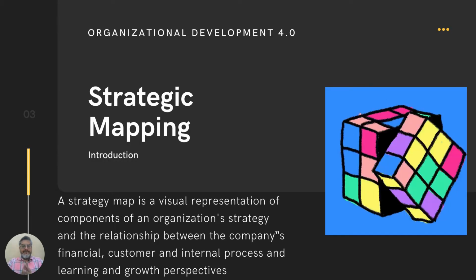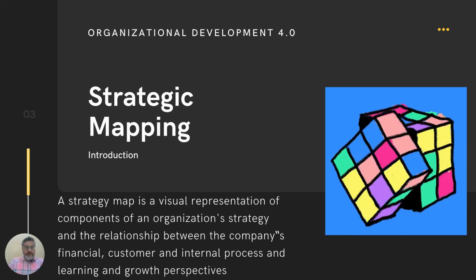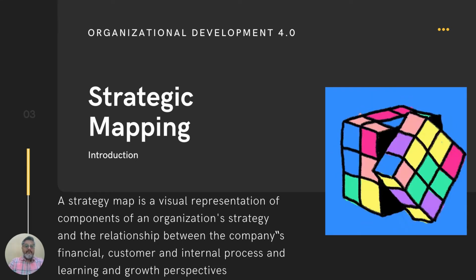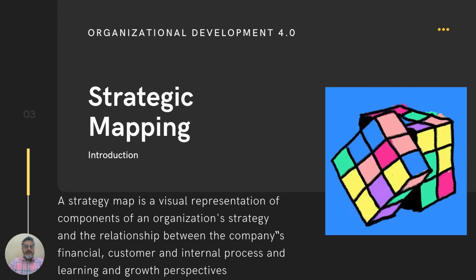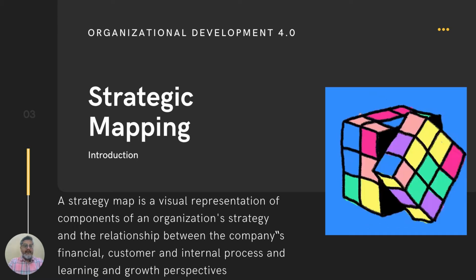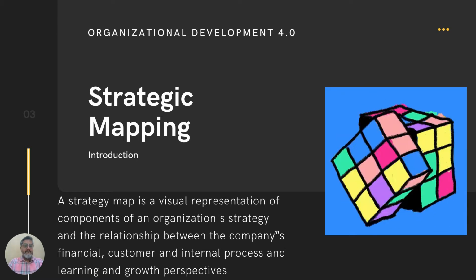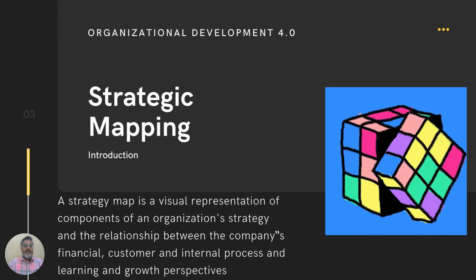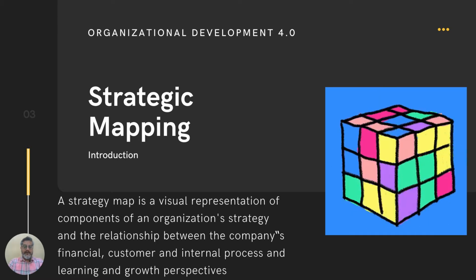So here we go. When we talk about strategic mapping, a strategic map is a visual representation of the components of an organizational strategy and the relationship between a company's financial, customer, and internal processes, along with the learning and growth perspectives.